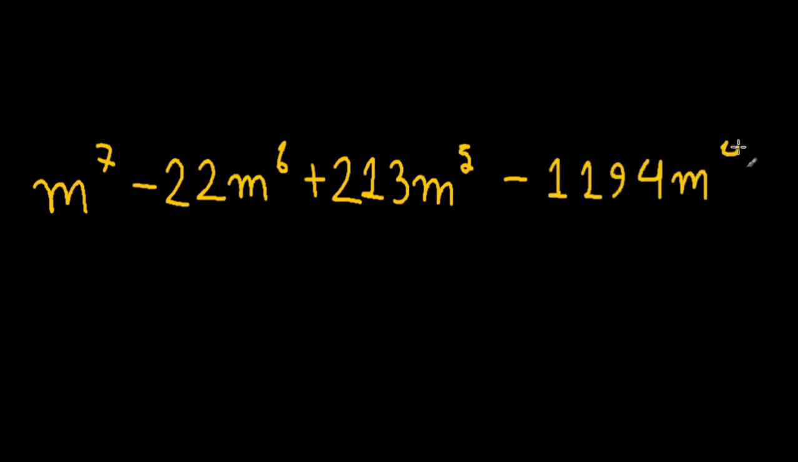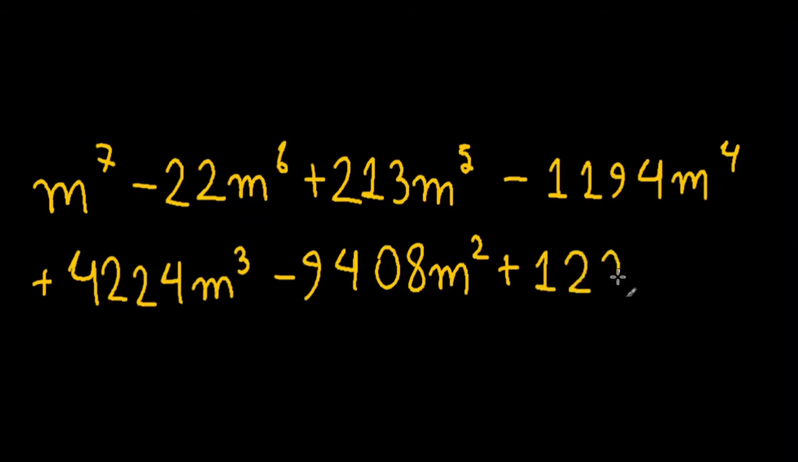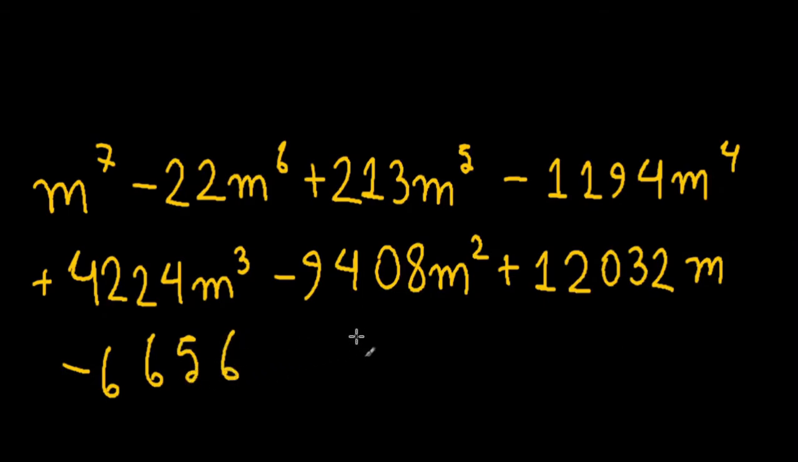m to the power 4. I'll write it here. Plus 4224 m cubed. Minus 9408 m squared. Plus 12032 m, and at the very last but not least, we have minus 6656. Okay, and all of this is gonna equal 0.